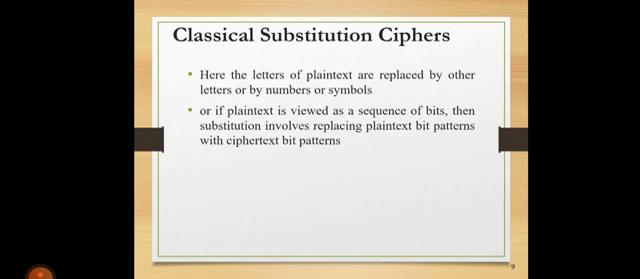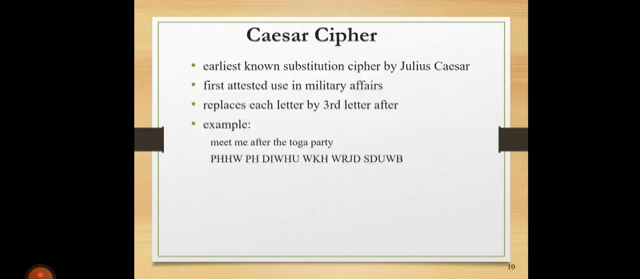Classical substitution cipher. In this method, the letters of plain text are replaced by other letters or by numbers or any symbols. If the plain text is viewed as a sequence of bits, then substitution involves replacing the plain text bit patterns with ciphertext bit patterns. Caesar cipher. It is the earliest known substitution cipher, by Julius Caesar. It was first used in military affairs.